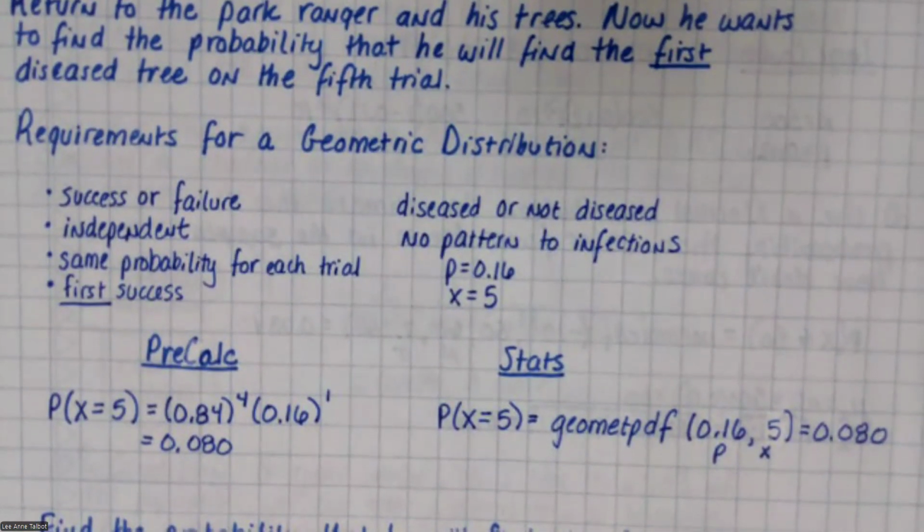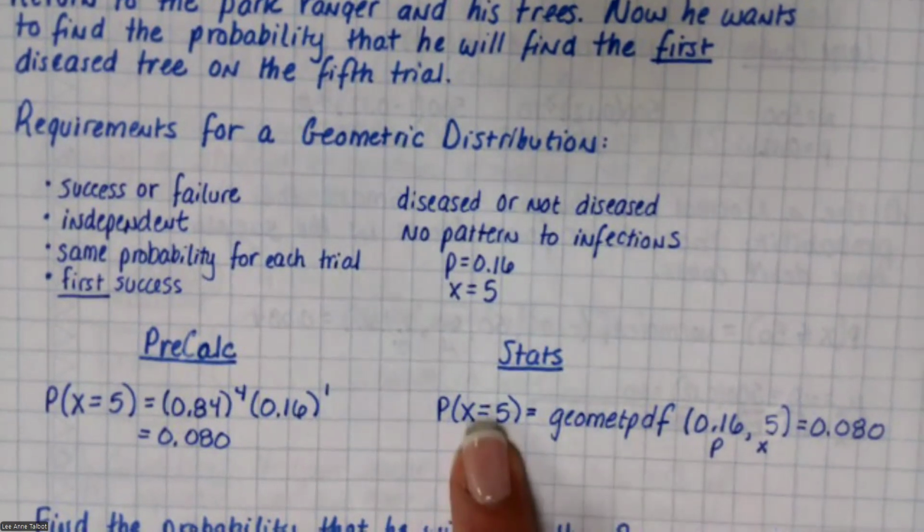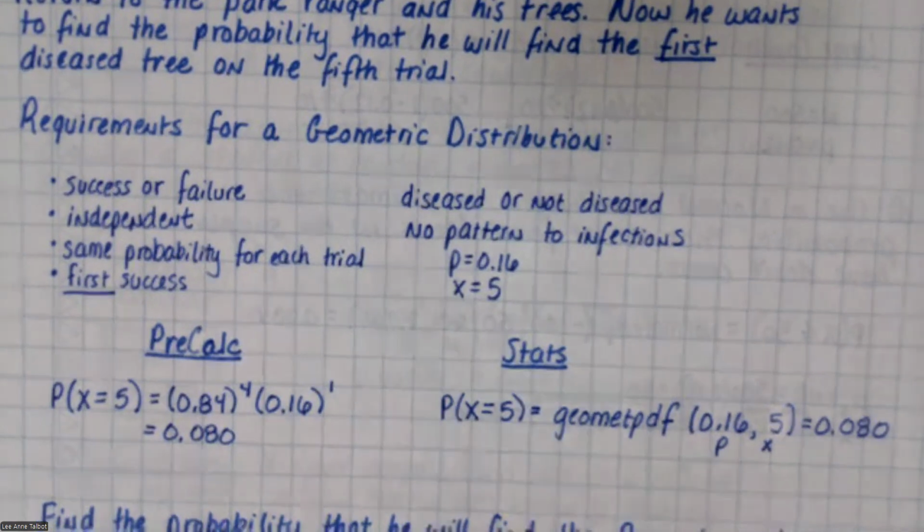Okay, now PDF and CDF work exactly the same way as binomial. So PDF is for your equals, CDF is for all of your inequalities, which we're going to do next.